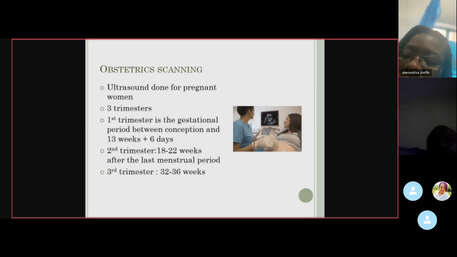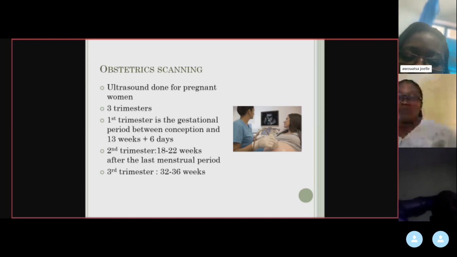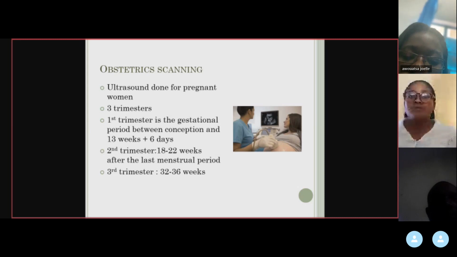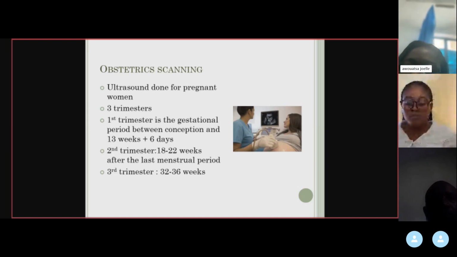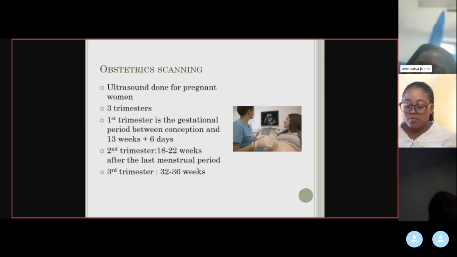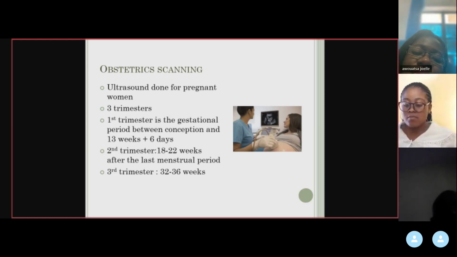The second trimester is from 14 to 27 weeks after the last menstrual period, and the third trimester is from 28 weeks onwards. So you have to remember these trimesters and dates because during this time only we will be able to visualize the structures properly and take the measurements. Ultrasound is preferred for pregnant ladies because it is safer than any other modality, and we can see the health of the fetus with ultrasound by different measurements.